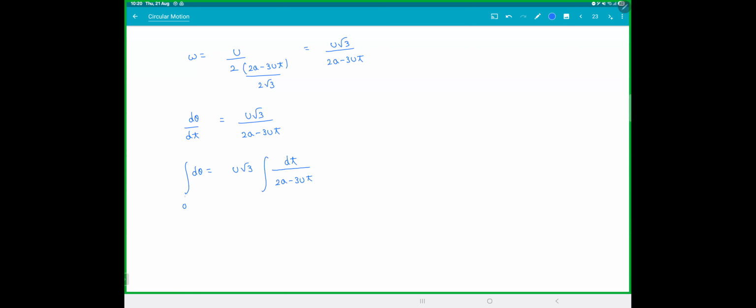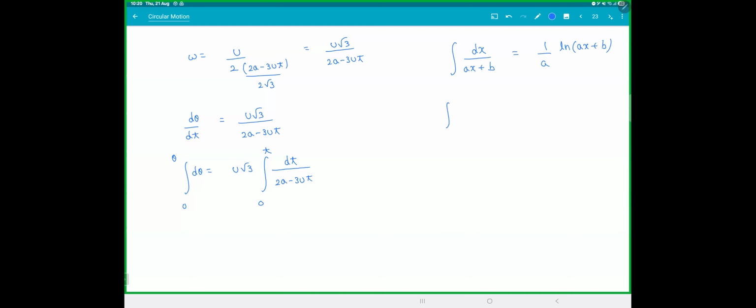Integral, this will go from 0 to theta, and this goes from 0 to t. Now, in case you forgot how to integrate this, I told you I'll show you all these ln integrations whenever they come, at least till next year. So this is the integration: the integration of dx by ax plus b is 1 by a ln ax plus b.